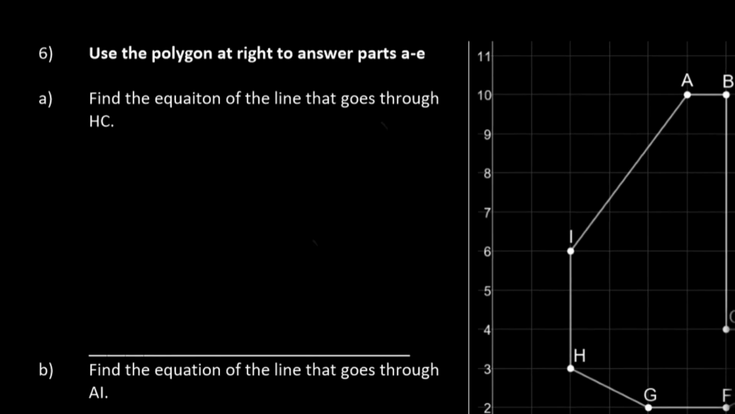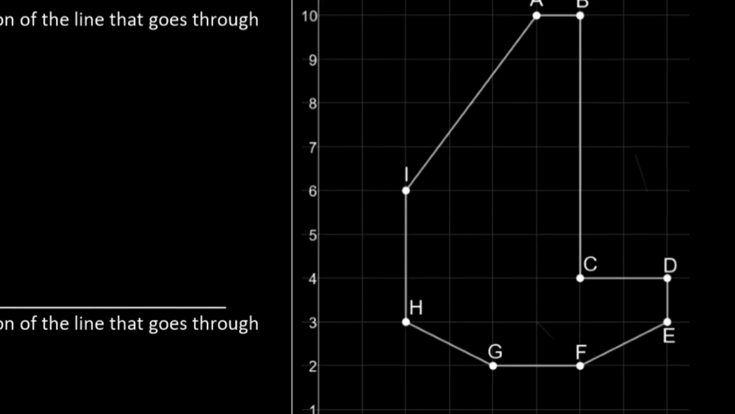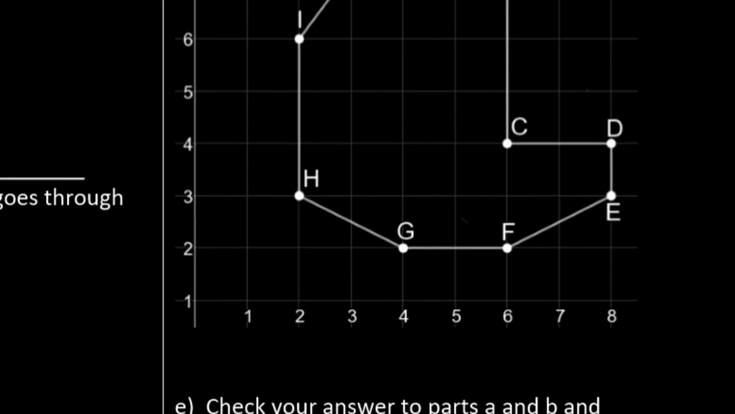So there's a lot of parts here, right? It says use the polygon at right to answer parts A through E. First part A, it says find the equation of the line that goes through HC. So here it is, and there's two things I know about it.